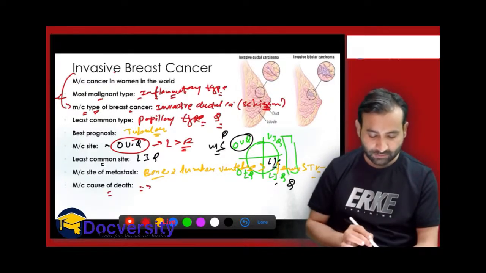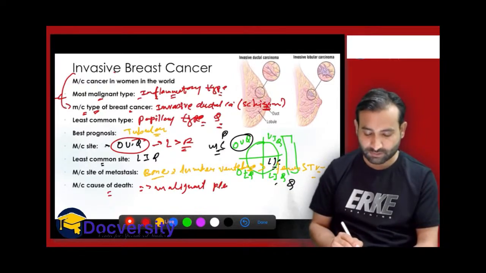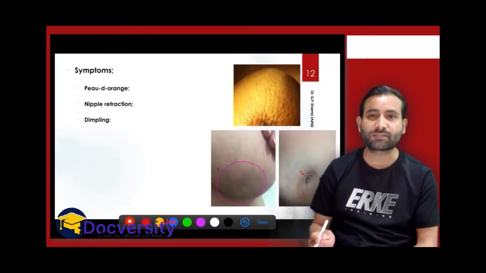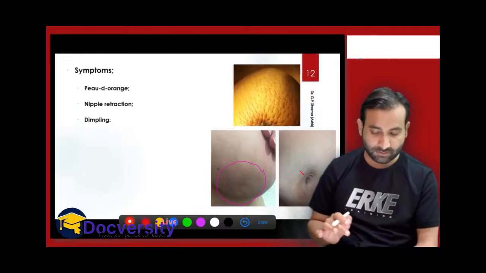And the most common cause of death in case of breast cancer is what? The malignant pleural effusion. Malignant pleural effusion because of the metastasis. Hope you understand, right? So invasive ductal carcinoma, you understand.